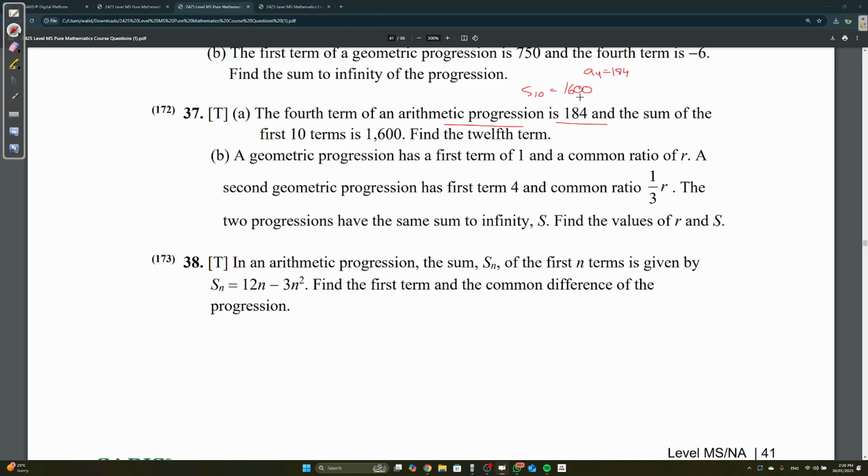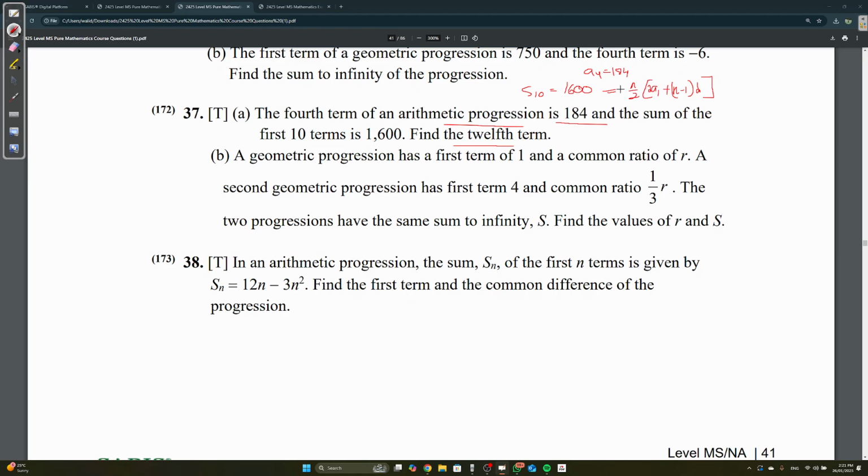Anyway, S10 is 1600. Find the 12th term. What's S10? We know S10 is equal to, using the rule, n over 2 times 2a1 plus n minus 1 d. Why are you using 2a1 plus n minus 1 d? Because I don't have a10. But you don't have a1 either. Okay, a1 you can find easily.